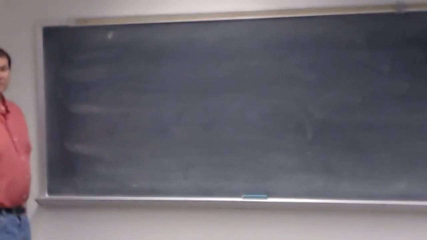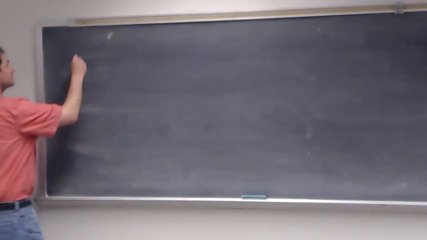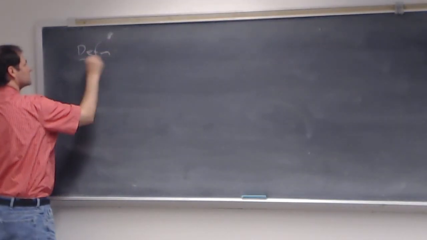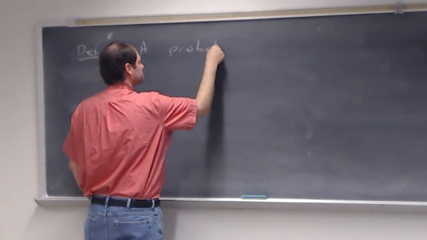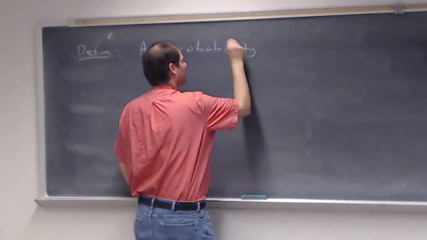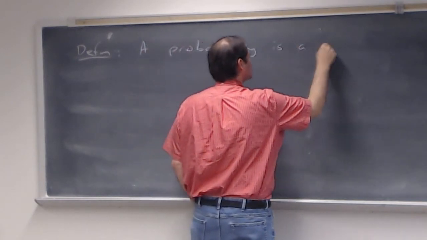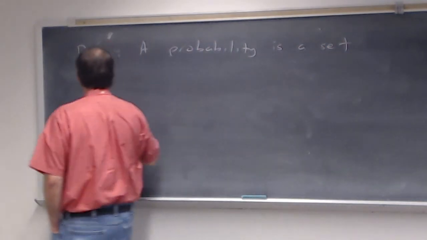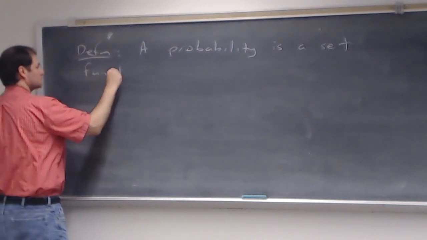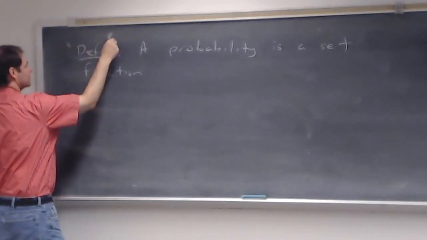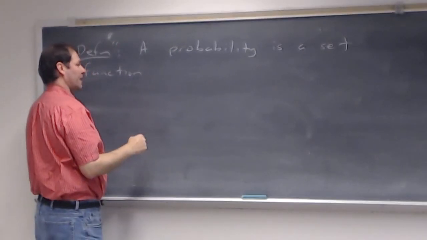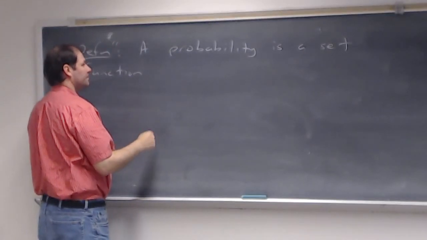We're now ready to define what a probability is. As a definition, a probability is a set function. So I'm going to put this definition in quotes. It's not exactly right, but it'll be okay for our starting point.